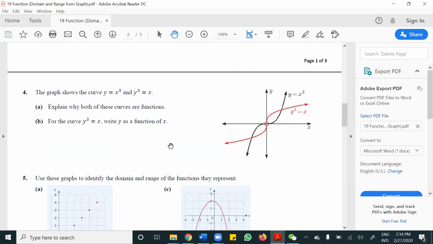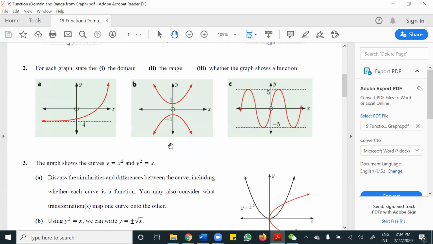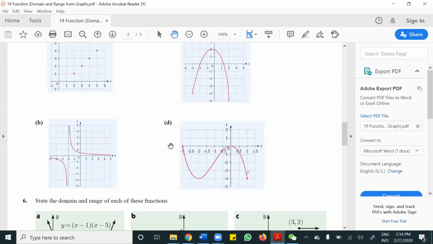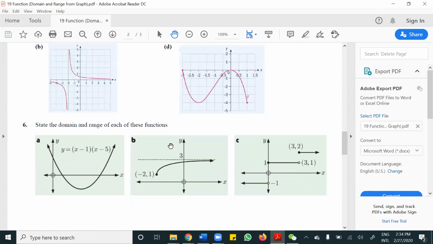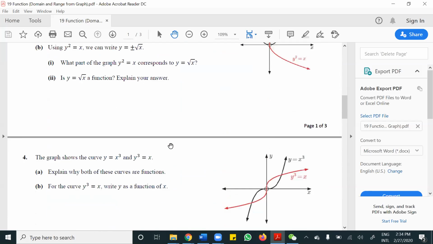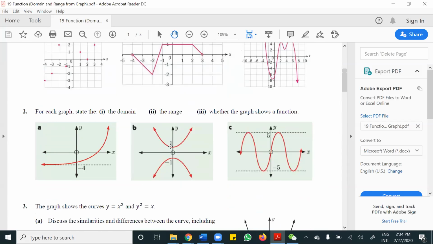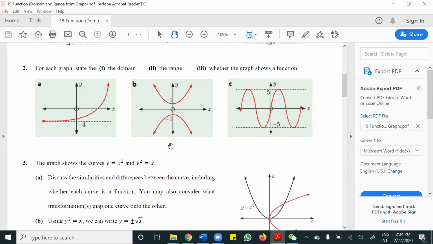Okay, I think from 2 we can move to 5. Yeah, we'll do 2, then we'll go to 5. The rest can always be considered later, 5 and 6. Okay, so we'll do domain, range, and whether it is a function. I think I will leave one question for each person.